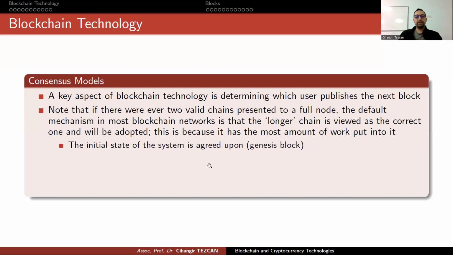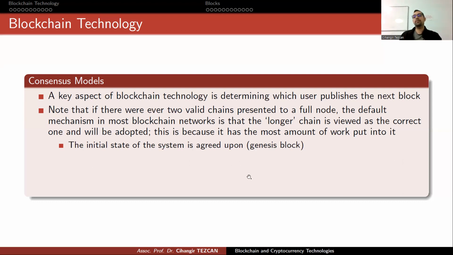So, the initial state of the system is agreed upon, the genesis block. Whenever you design something, you have to start at some point, right? So we call that a genesis block. Of course, if you cheat here, people will lose their confidence in your system. For instance, in Bitcoin, Satoshi creates this genesis block and proves that he created it that day.